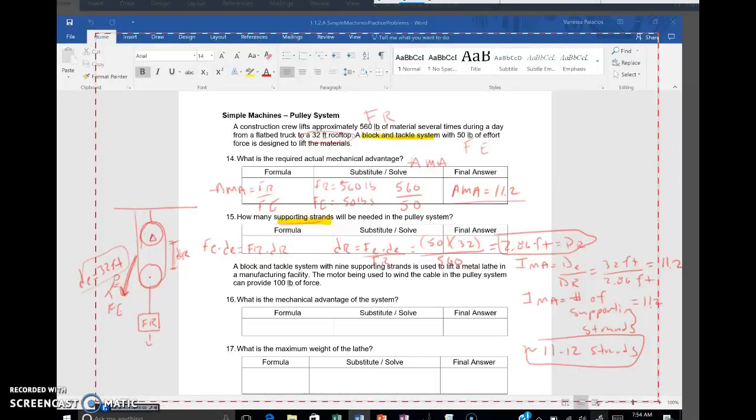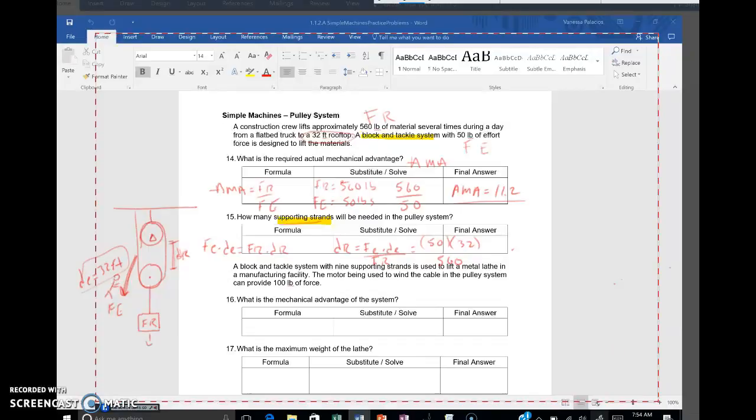Okay, so the next problem states that we have a block and tackle system with 9 supporting strands. Let me erase all this here. So we have a block and tackle system with 9 supporting strands used to lift a metal lathe in a manufacturing facility. A metal lathe is just a machine used to actually cut off material from an object. So it says the motor being used to wind the cable in the pulley system can provide a 100-pound force.